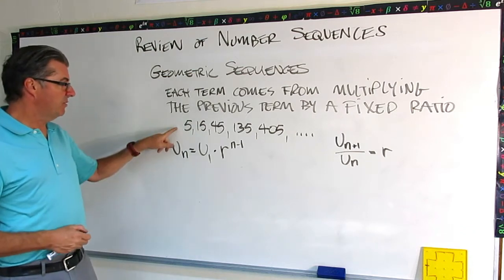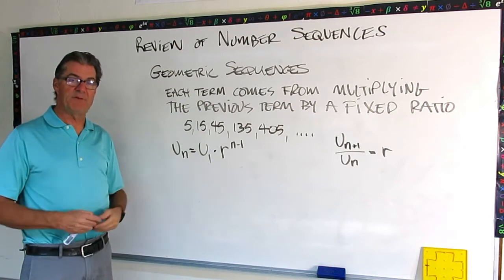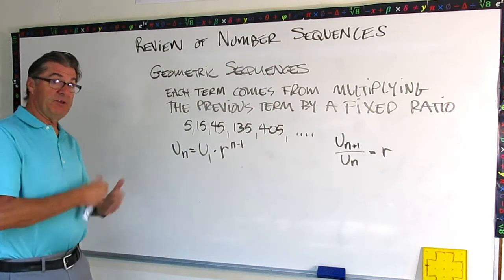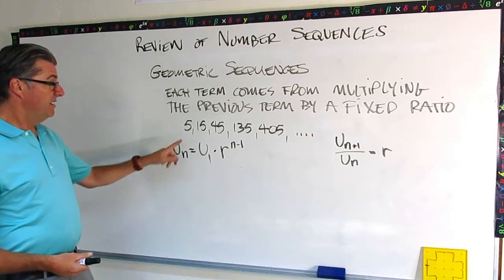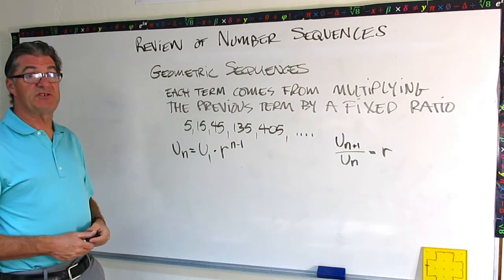Okay, so here's a sequence. 5, 15, 45, 135, 405. What's happening? How are we getting the next term? If you thought multiply the last term by 3, you're right. That works for every term in this sequence. Our fixed common ratio in this case is just 3.